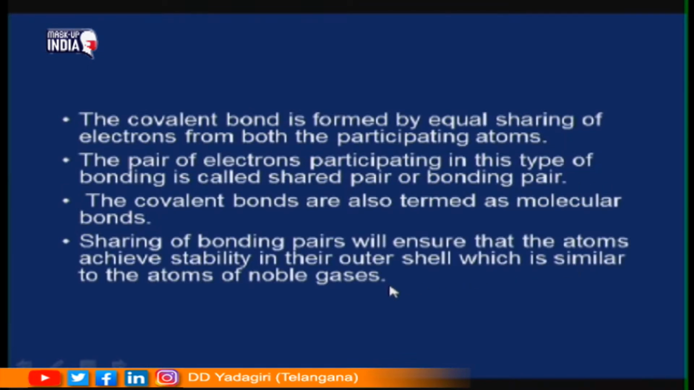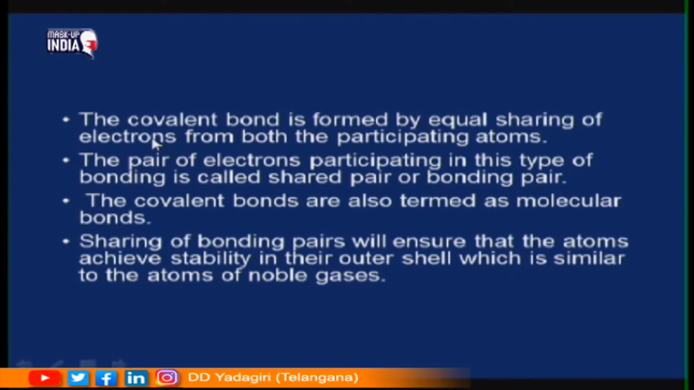Let us see some examples. The covalent bond is formed by equal sharing of electrons from both the participating atoms. So, coming to the next type of bond, children, the covalent bond. How is this covalent bond formed? Here, as I told you, non-metals neither gain nor lose electrons, but when they are combining with the same entity, they mostly share electrons.